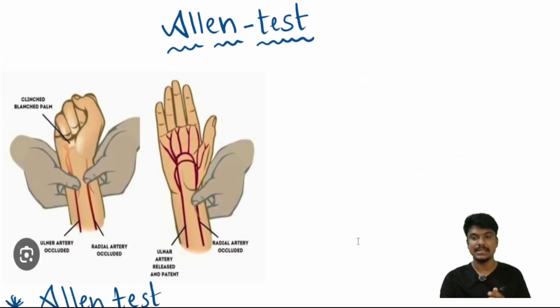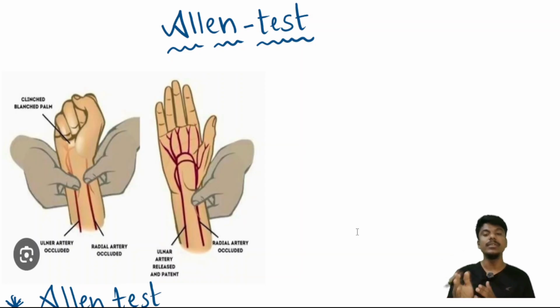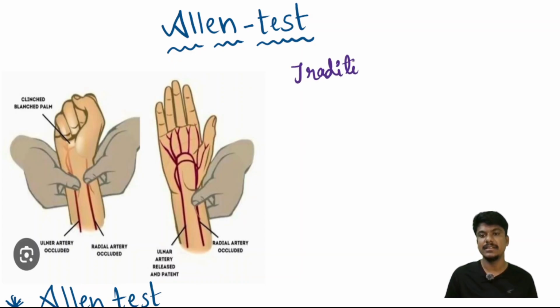In the JIPMER skill test 2025, they asked regarding the Allen test. They gave you a patient in a skill test and said to perform the Allen test. This one is the traditional one. Nowadays we are not practicing the Allen test; we are doing the modified Allen test. This one is the traditional, conventional one.